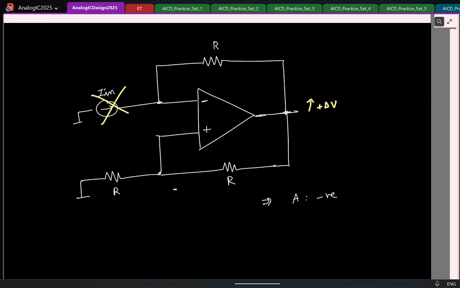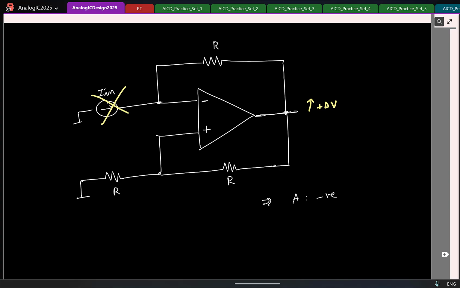So in practice, we can also have something like this where you can have both positive and negative feedback. You make sure that at DC the negative feedback dominates. Is it clear? Great.